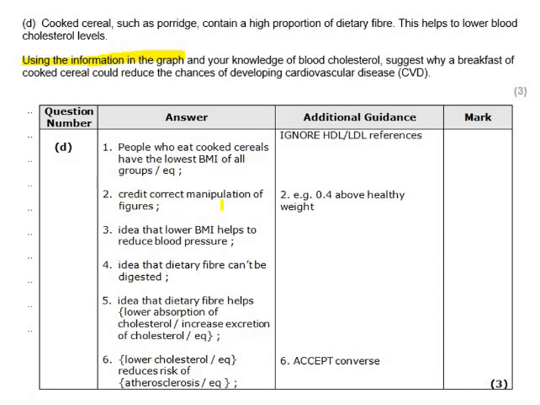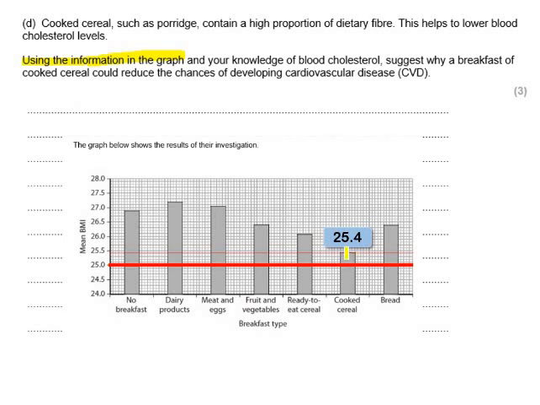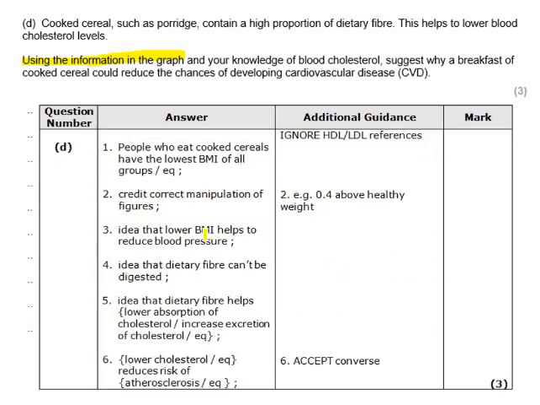Again, manipulation of figures. You've done a calculation by comparing the BMI of someone who eats cooked breakfast versus the healthy BMI. The idea that lower BMI helps to reduce blood pressure, the idea that dietary fiber cannot be digested, the idea that dietary fiber helps to lower the absorption of cholesterol. And finally, lower cholesterol reduces the risk of atherosclerosis.